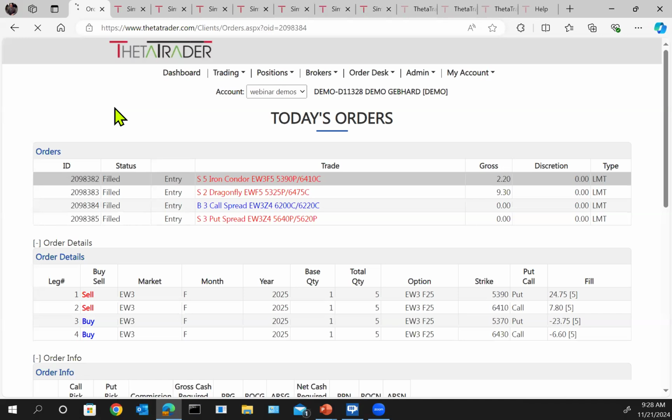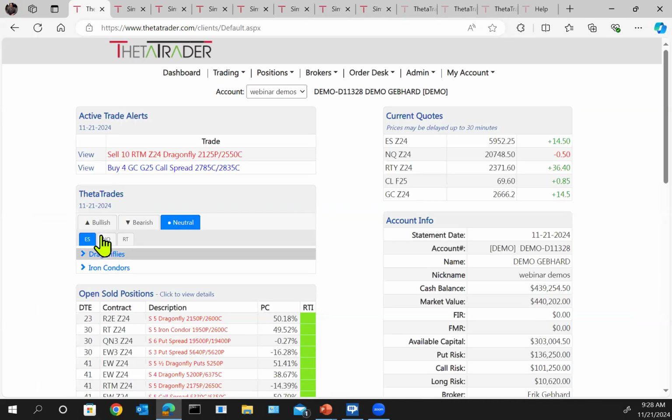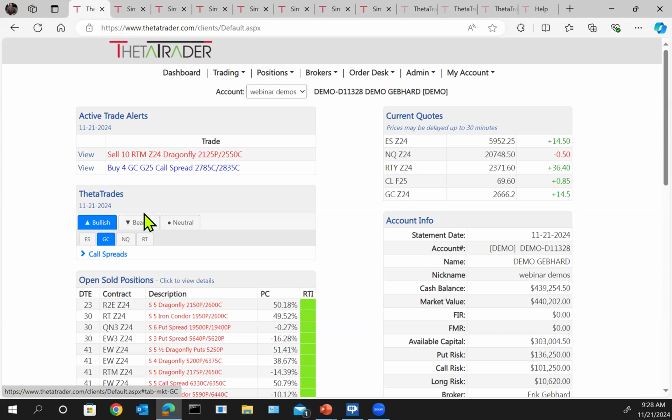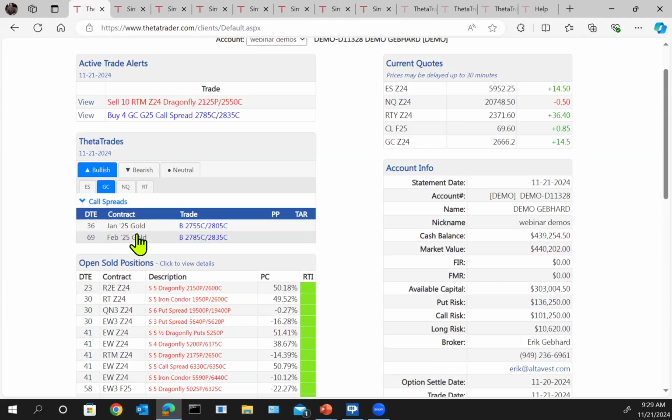And it's not only doing the E-mini S&P 500. For the most part, or I should say not S&P 500, but E-mini family of indexes. We do focus on the E-mini family because that's where all the volume and liquidity is. You can see the E-mini S&P 500, NASDAQ 100, and the Russell 2000. But we do like to pay attention to gold as well. And we do have some gold strategies available. You can do some call spreads in gold right here.